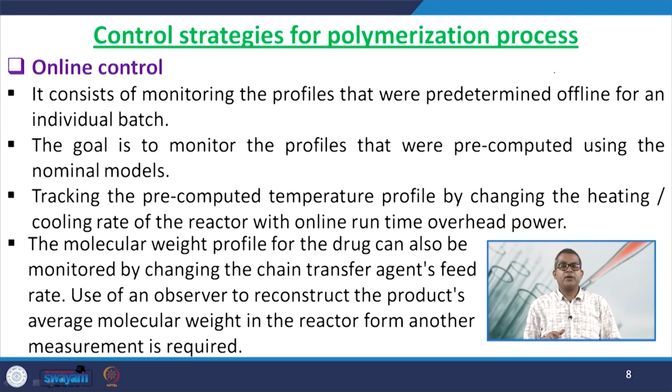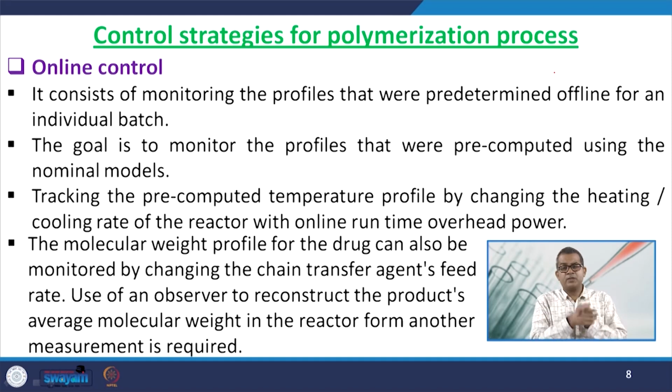The molecular weight profile for the product can also be controlled by changing the chain transfer agent feed rate. Now, an observer is required to reconstruct the product's average molecular weight in the reactor from another measurement. See, we are always talking about the molecular weight distribution, MWD, average molecular weight, number average molecular weight, etc. We are talking about this one.